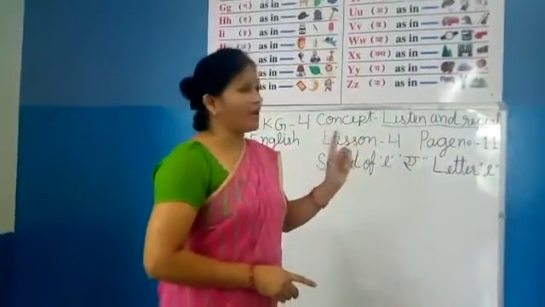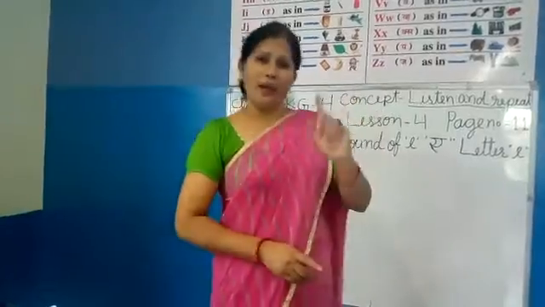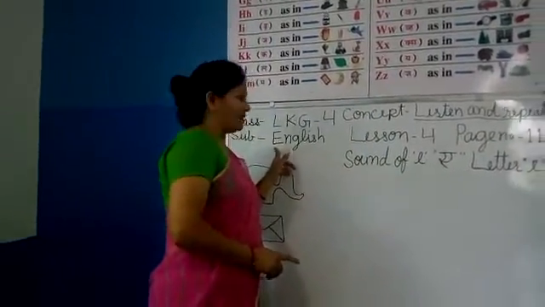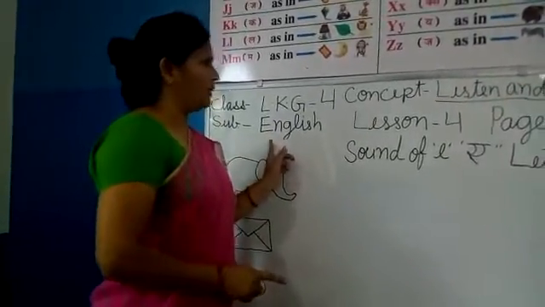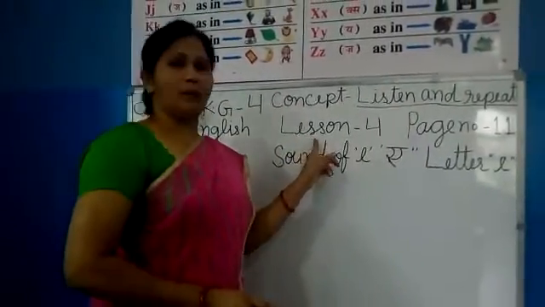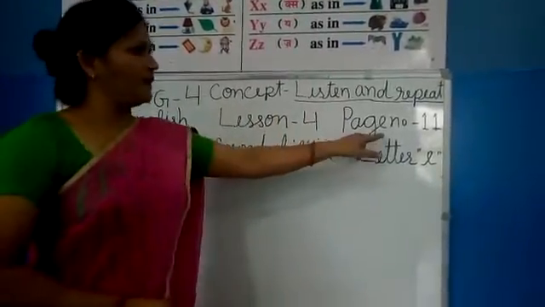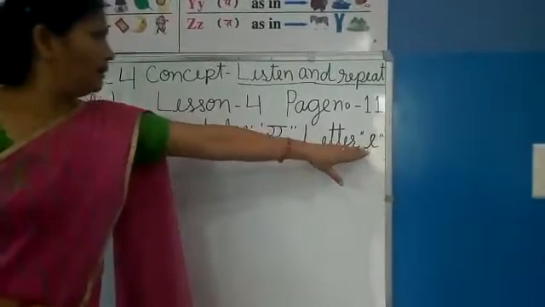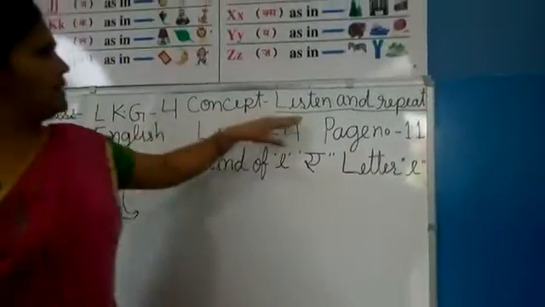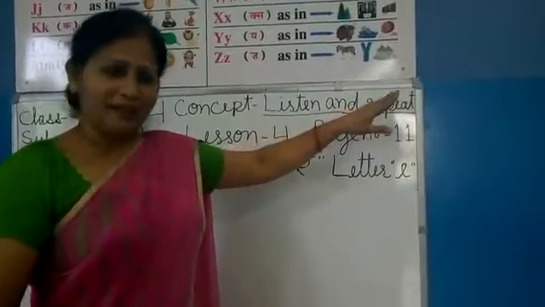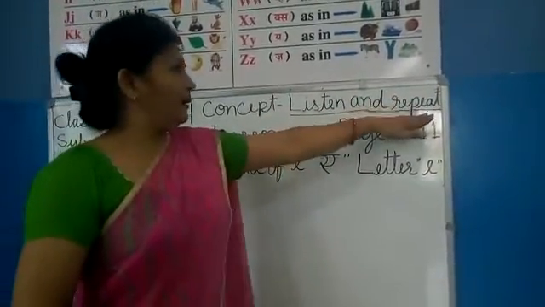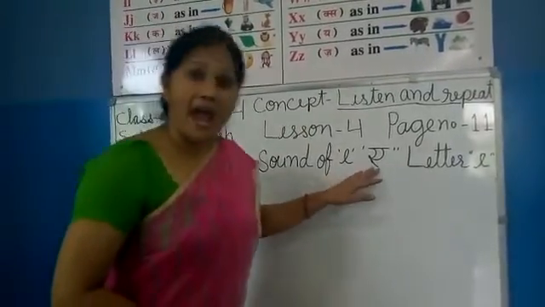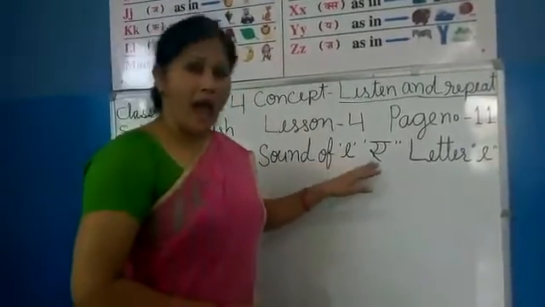Okay children, this time is study time. Today I will teach you English subject. Lesson number 4, page number 11, letter E, and concept listen and repeat. Okay children, listen and repeat. Sound of E, a.